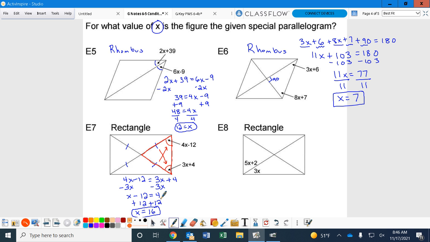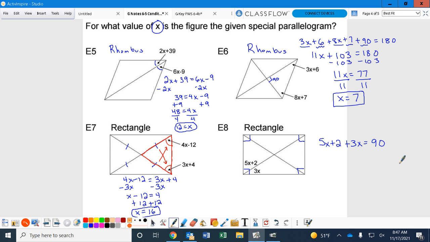Guys, anytime you have a rectangle, what do you know about the angles? They're what kind of angles in the corners? Every time. They're all right angles. Guys, this is a right angle. This is a right angle. This is a right angle, and so is this. So since these two angles are here on a right angle, they are going to add up to what? 90. 5x plus 2 plus 3x has got to equal 90.